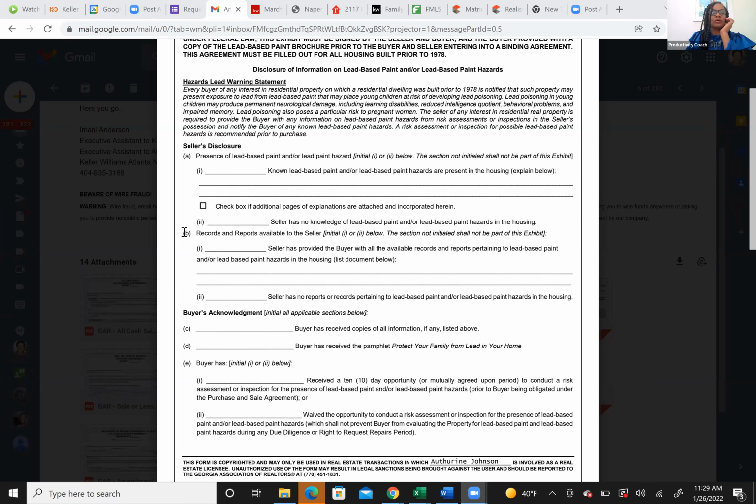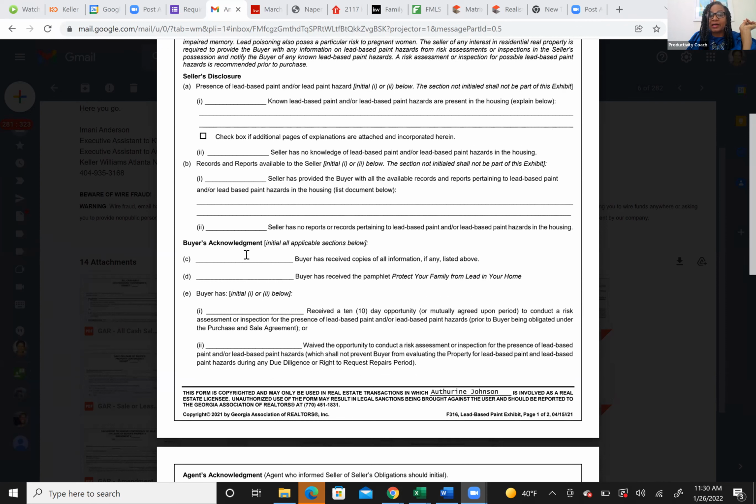All right, so now we go to B, and there is an initial required here. I had an agent who just refused. Oh, we signed off on here that he has no knowledge, he doesn't have to. And so yes, they have to, right? Records and reports available to the seller, please initial either 1 or 2 below. Again, seller has provided the buyer with all the available records and reports pertaining to the lead-based paint in the house. Or, seller has no reports or records. This is where your seller initials. Make sense? Good. All right.